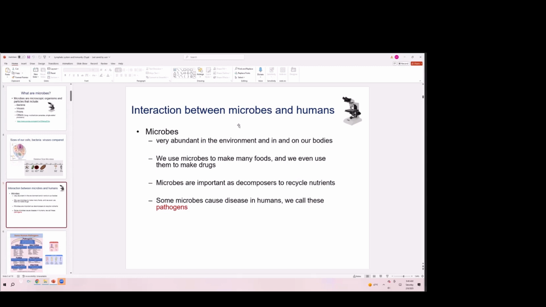So if you look at all of these beneficial aspects, however, there are some microbes that cause diseases in humans, even in other organisms. And the general way we refer to those is as pathogens. Pathogens. Give me an example of some microbes that would make us sick.